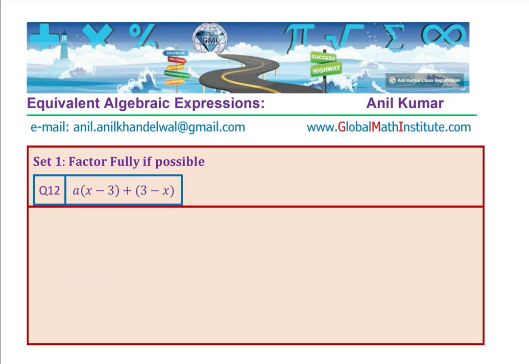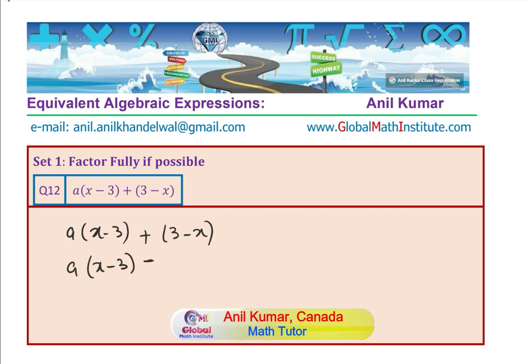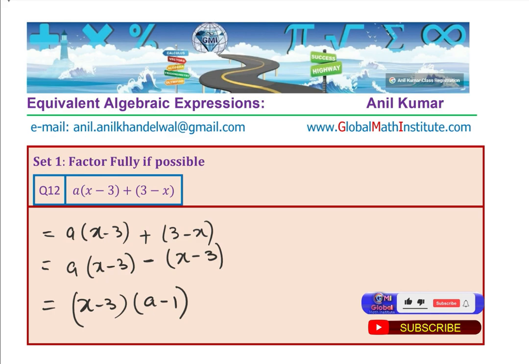Next question here, question number 2, is also the last question. We are given a times x minus 3 plus 3 times 3 minus x. You could rewrite this, right? So we could write this as a times x minus 3 minus, if I put here, then we could write this as x minus 3. You can flip it, right? Taking minus common. Perfect. Now x minus 3 is a common factor and we get a minus 1 as the result. So that is how we are going to factor the last question.